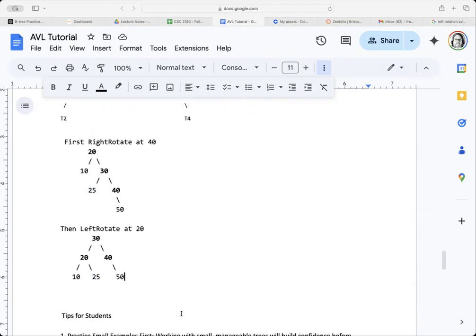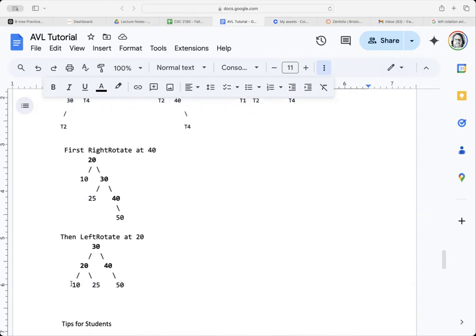So when we get here, we now have the 10, 25, and the 50, of course, all have balance factors of 0 because they're leaf nodes. The 20 has a balance factor of 0 because it has 1 minus 1. 40 has a balance factor of -1. It's 0 minus 1. And 30 has a balance factor of 0 because it is 2 minus 2. So we're good. We have a balanced tree.